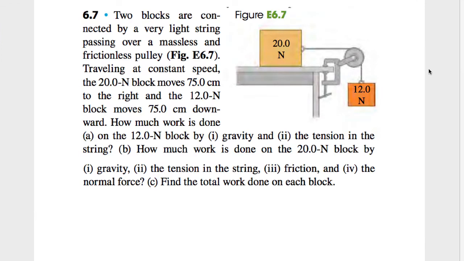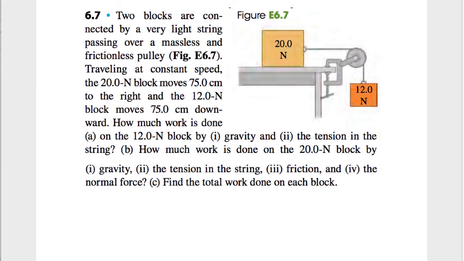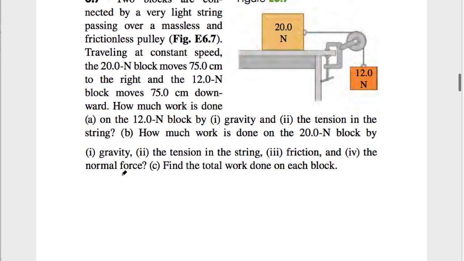For question 6.7, we have a linked mass system where we have two different blocks of different weights. Both blocks move at a constant speed, and both blocks move a distance of 75 centimeters. The first thing I'm going to do is a little bit of unit conversion. I'm going to translate the 75 centimeters into meters, and so that will be 0.75 meters that the 20 Newton block moves to the right, and the 12 Newton block moves 0.75 meters in the downward direction.